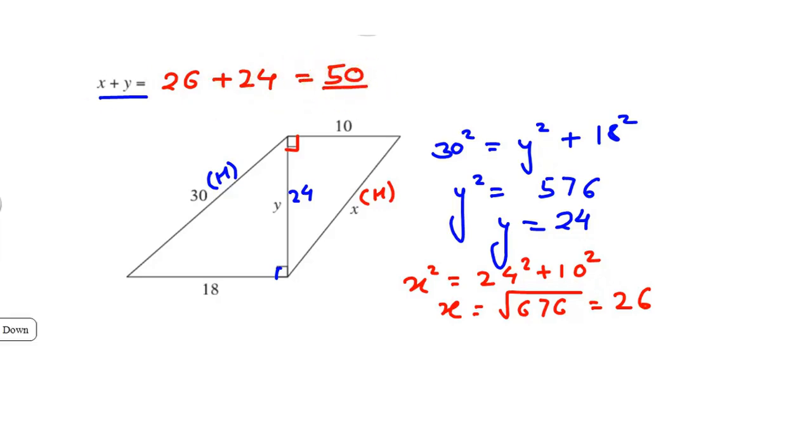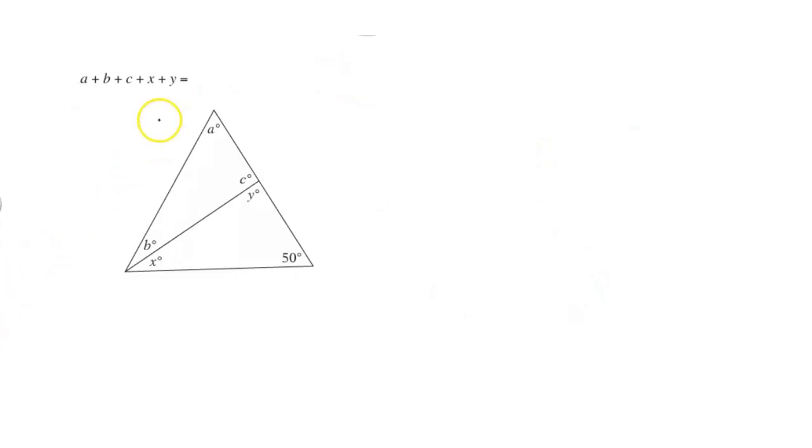Now let's try one more question. In this question, you have to find a plus b plus c plus x plus y. Now this is important. They're not exactly asking us for the values of these, just the sum. We can't possibly find the values of a, b, c or x and y, but we can definitely try finding their sum. Let's try with this first triangle.